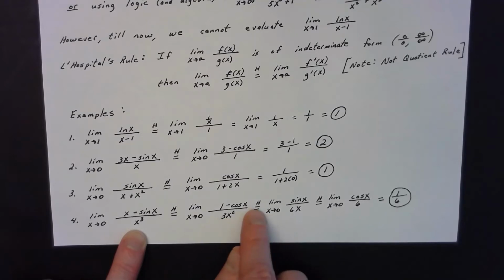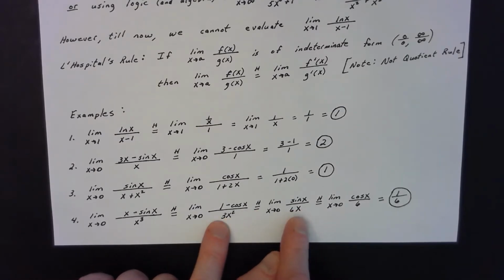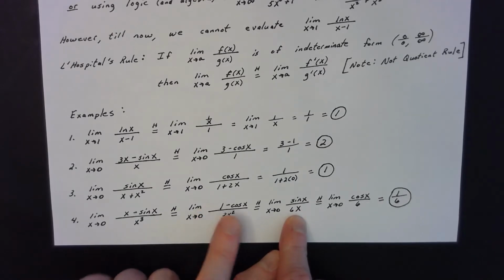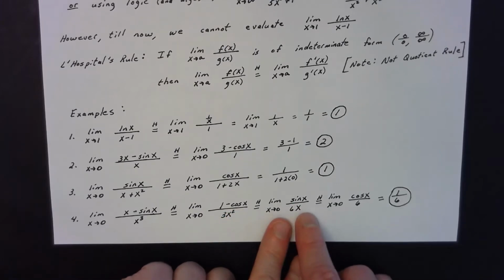So I use L'Hopital again. The derivative of the denominator, 3x squared, becomes 6x. The derivative of 1 cancels out in your numerator. Then the derivative of negative cosine is positive sine. So now I look at this fraction and say, can I evaluate it now? No.